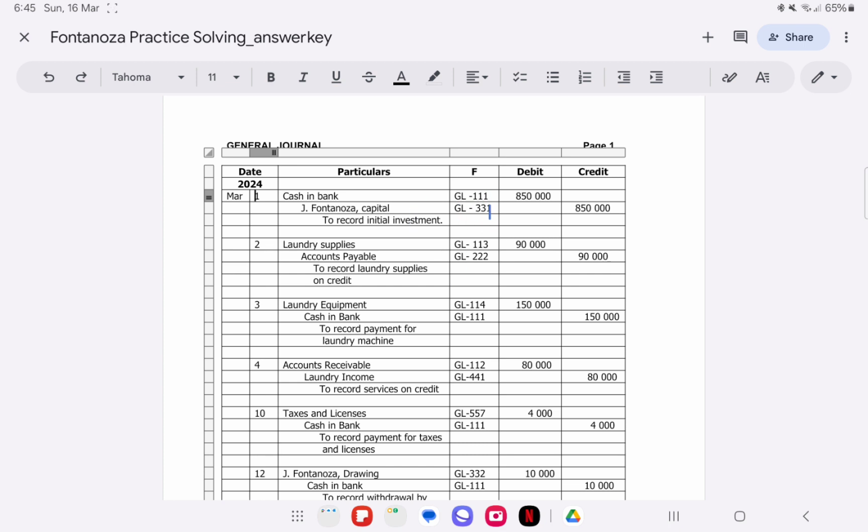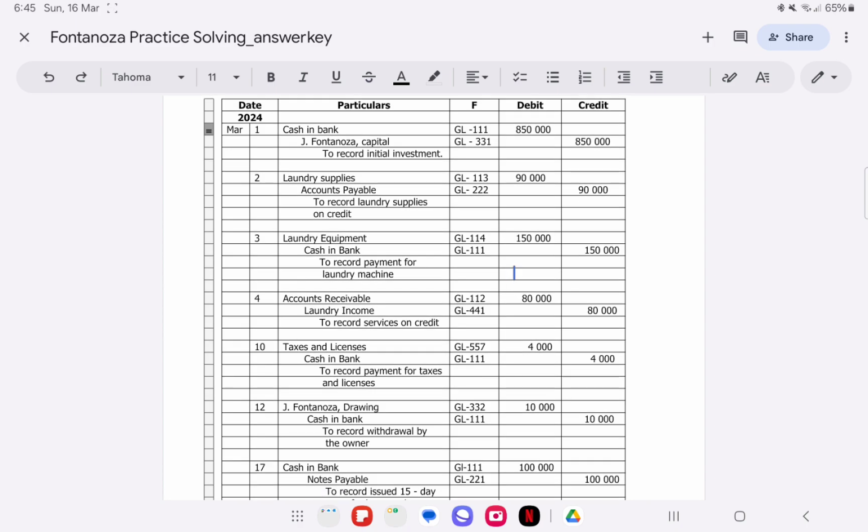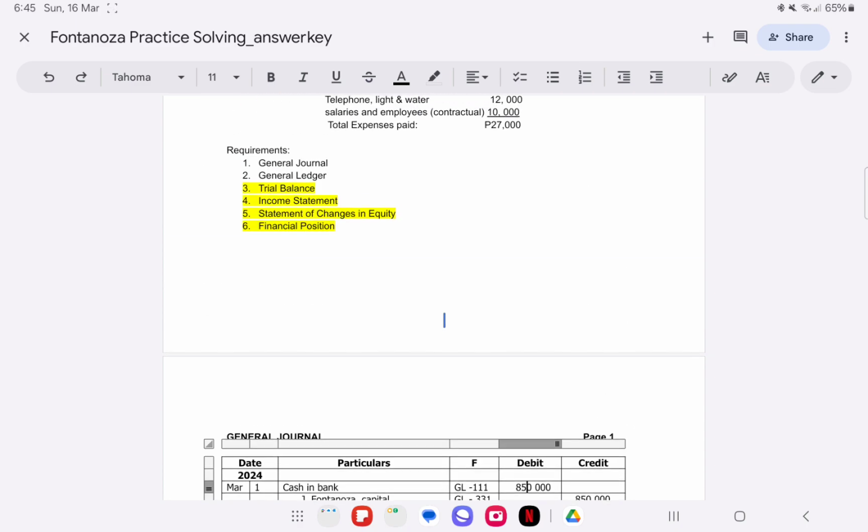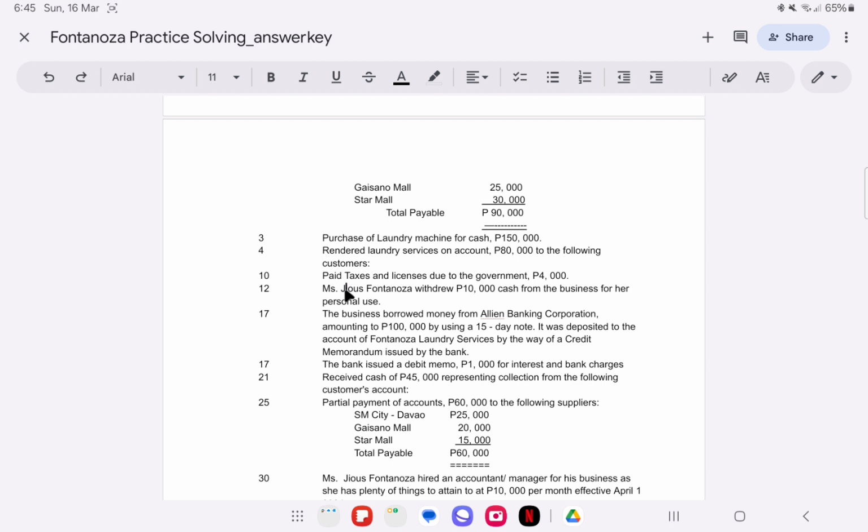Have you observed that there is no comma in the numbers? In your general journal book you don't need to put a comma, so for you to practice, do not put commas, especially when you solve it in the general journal paper. So go back to transaction number 12. Miss G. Fontanoza withdrew 10,000 cash from the business for her personal use.